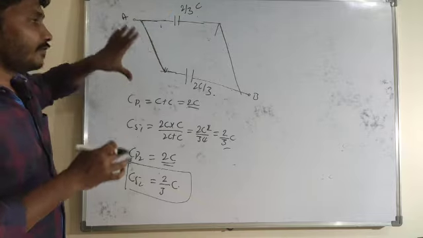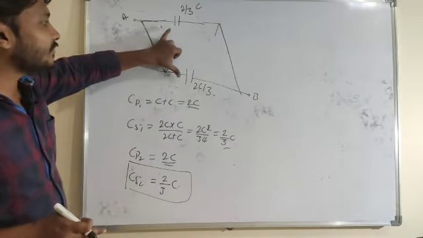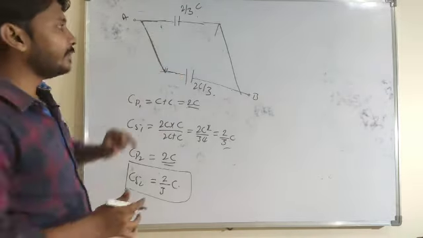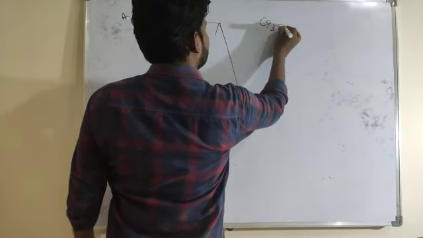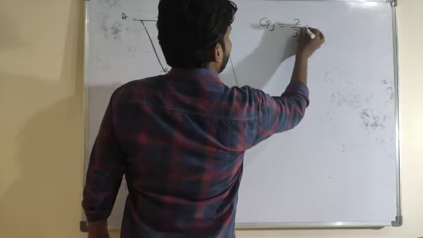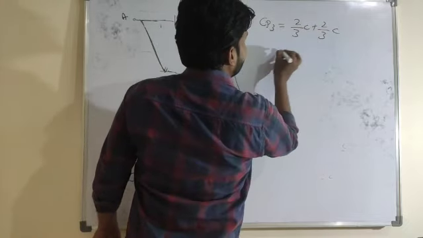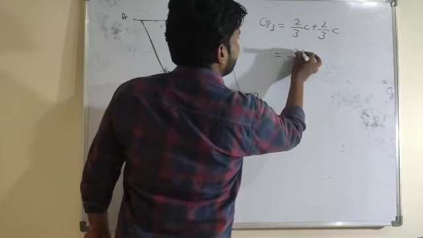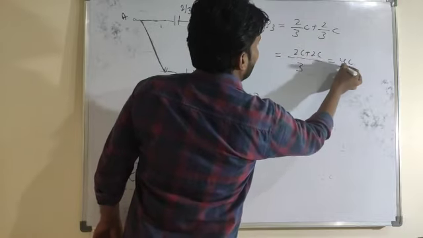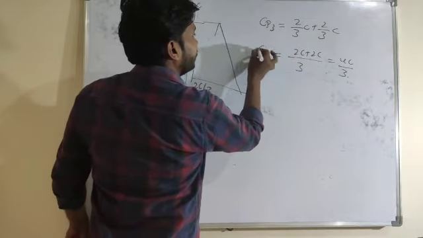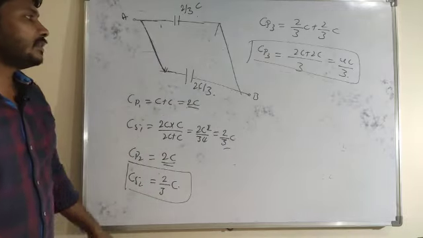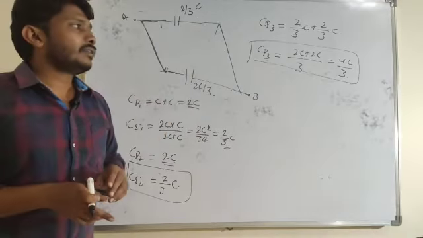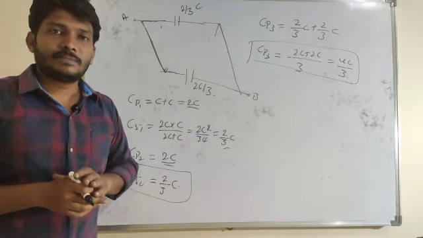So I'm simplifying these capacitances. Finally, I got two capacitors in parallel combination. So C of P3 is equal to 2 by 3 C plus 2 by 3 C, that is 4C by 3. What is the effective capacitance between points A and B here? Between point A and point B, the final capacitance value is 4C by 3 here.